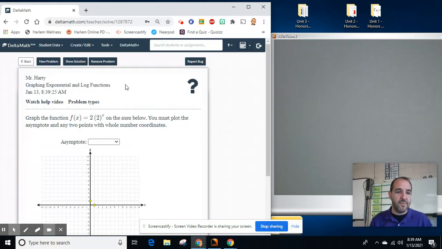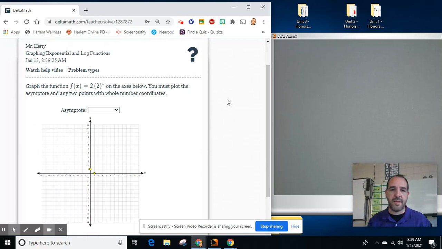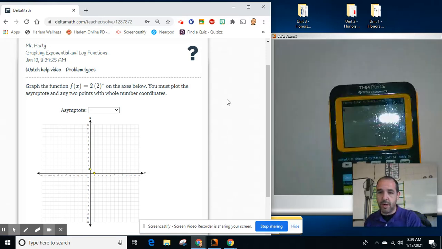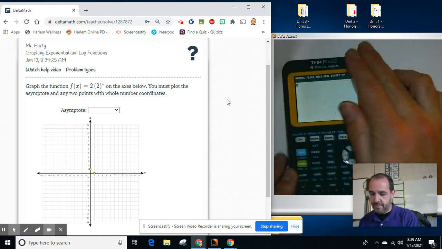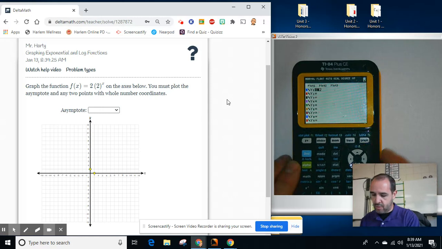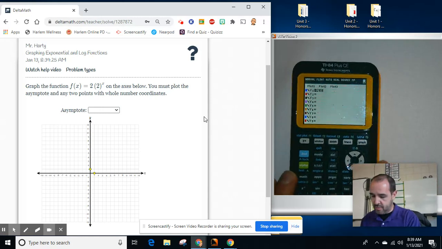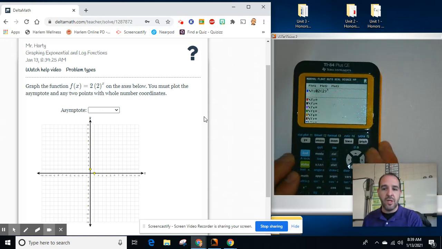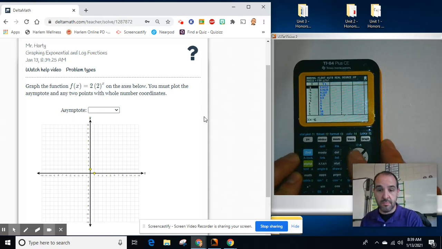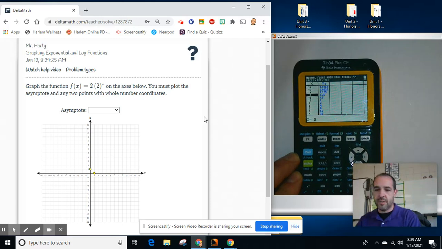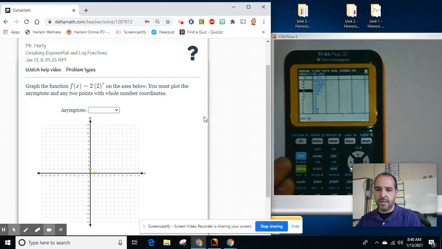So, okay, first up. Got to go back in the bank here. Graphing exponential and log functions. Okay, graph the function on the axes below. You must plot the asymptote and any 2 points. A couple things to remember here. So I grabbed my calculator because I want a little help on this. And we go to y equals, and we type in what we see. Okay, so once I do that, I'm interested in the chart, and I'm interested in the whole numbers. So I'm going to zoom a little more here.